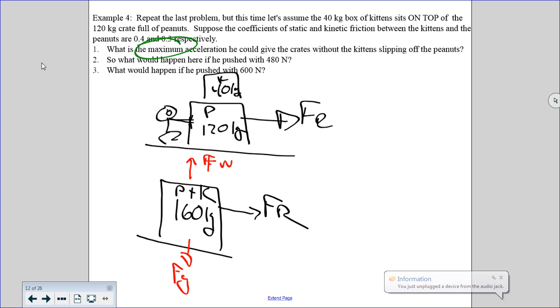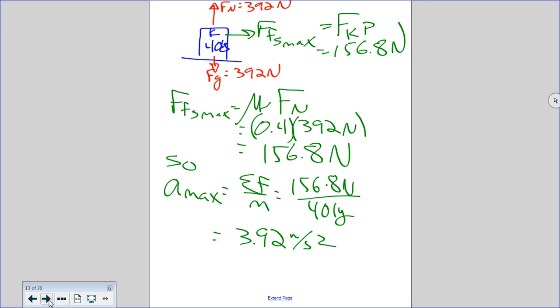Okay, so this was where we were at. We had figured out the maximum acceleration. So I guess before I go anywhere, is everybody okay with how we arrived at the result? That the maximum acceleration that he could give the peanuts and the kittens was 3.92. Okay, we figured out that the maximum friction between the kittens and the peanuts was 156. That's the force that's going to push the kittens forward, right? And so, since the maximum force pushing the kittens forward is 156, the maximum acceleration is dependent on that net force. Good? Maggie, you good?